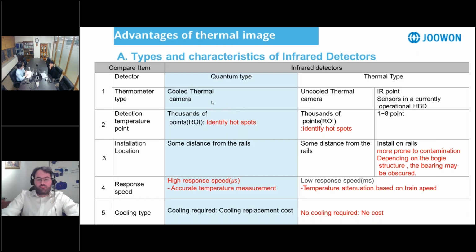Also, we are using a cooled IR camera. It has a high response speed, which means accurate temperature measurement. Accurate temperature measurement is connected to the train speed, and I will tell you about our test and experiment. Next slide.